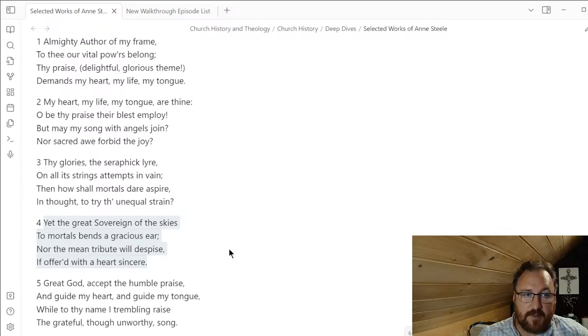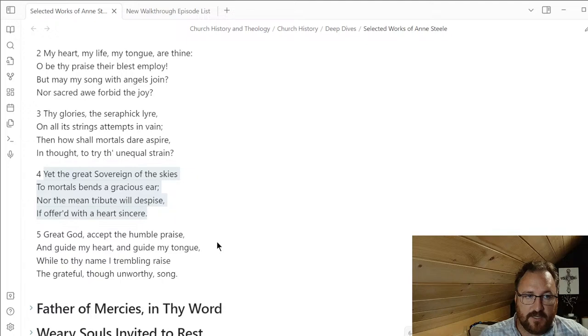It is simply a remarkable statement to say that the sovereign of the skies bends his gracious ear to the mortals below. He does not owe it to us to listen to praise or prayer. It is his grace that ensures these things. And she says, nor the mean tribute will despise if offered with a heart sincere. In other words, we cannot just go, hey, I'm going to mindlessly pray, or I'm going to mindlessly sing a song and expect God to just be thankful that I showed up. She makes it really quite clear that these types of things are not despised because God is gracious to those with sincere hearts.